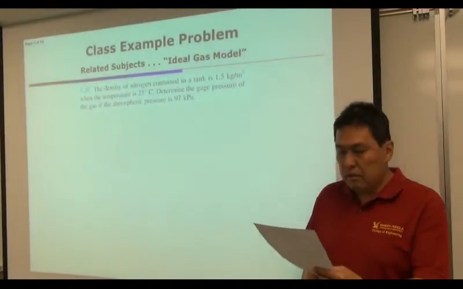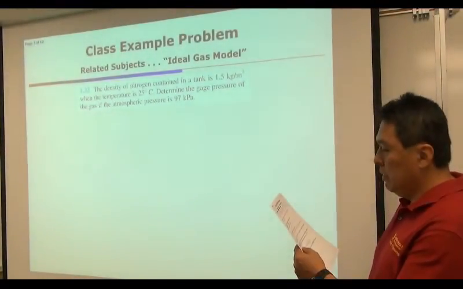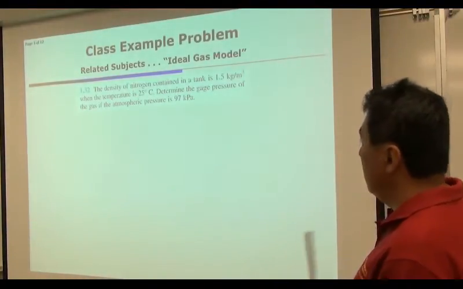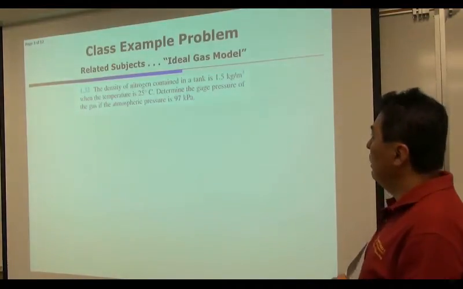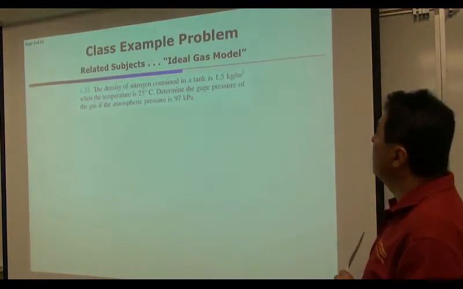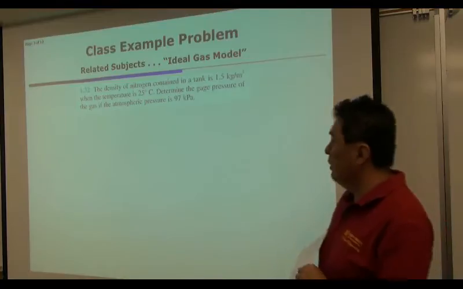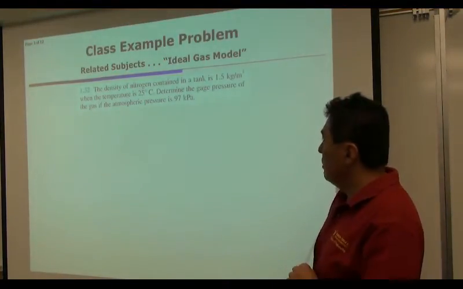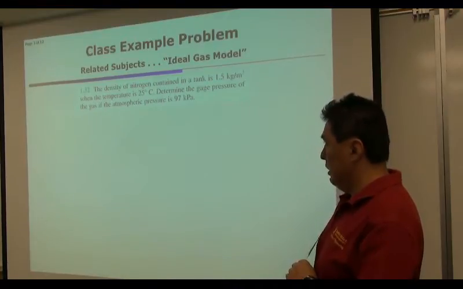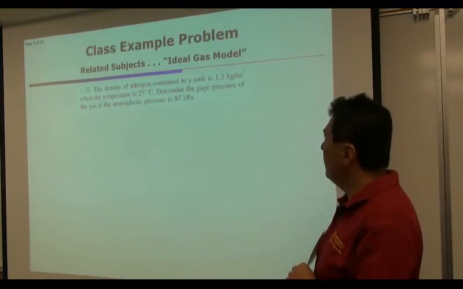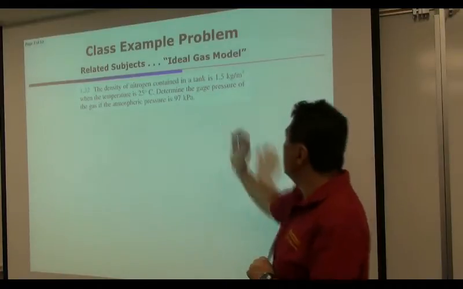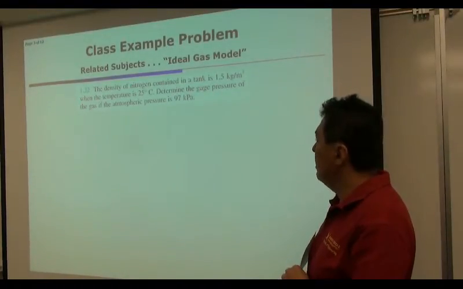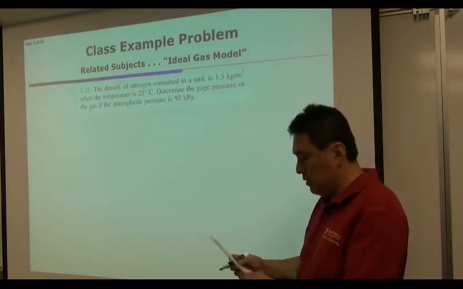Okay, let's take a look at the class example problem, Unit A2, page 3. Here we go. The density of nitrogen contained in a tank is 1.5 kilogram per cubic meter when the temperature is 25 degrees C. Determine the gauge pressure of the gas if the atmospheric pressure is 97 kilopascal. Let's just take a look at it.